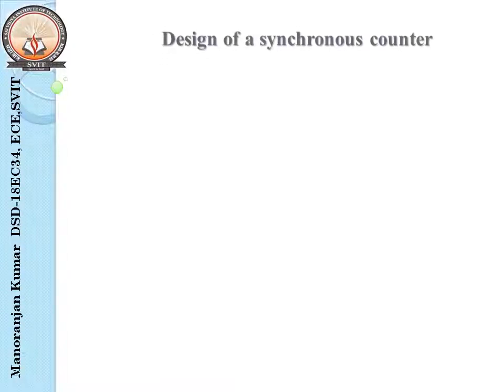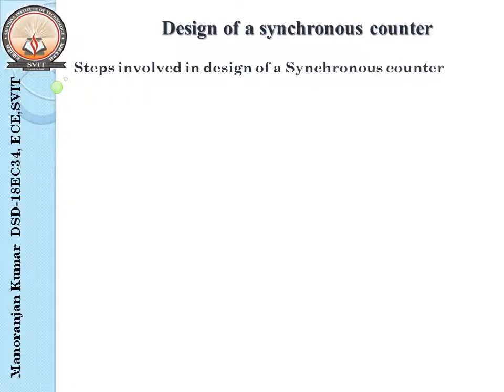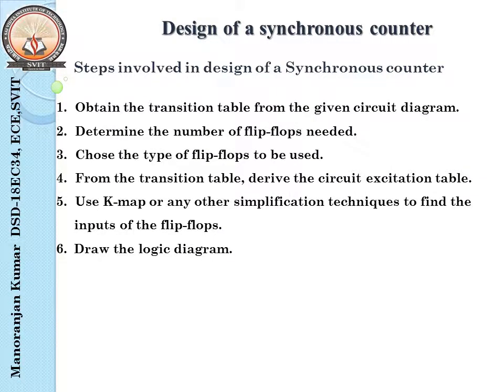Before going for the transition table or excitation table, we'll see the various steps involved in designing a synchronous counter. There are mainly 4 to 5 steps, and we'll see them one by one. The first step is to write the transition table for the given circuit diagram. That will give us a relationship between the present state and the next state. When you are counting up or down, this table plays a very important role.